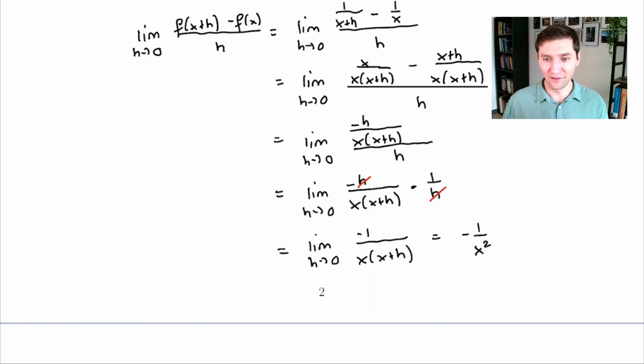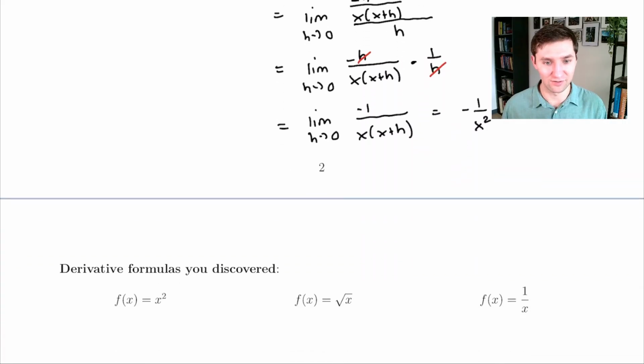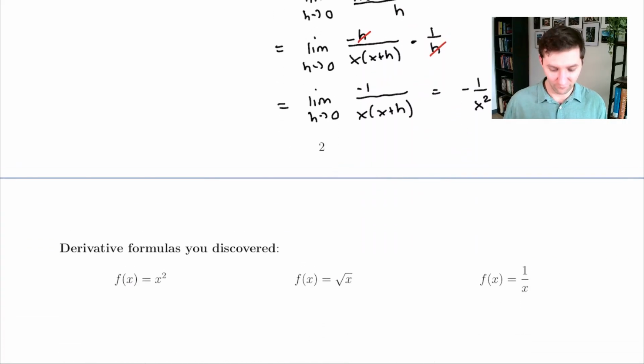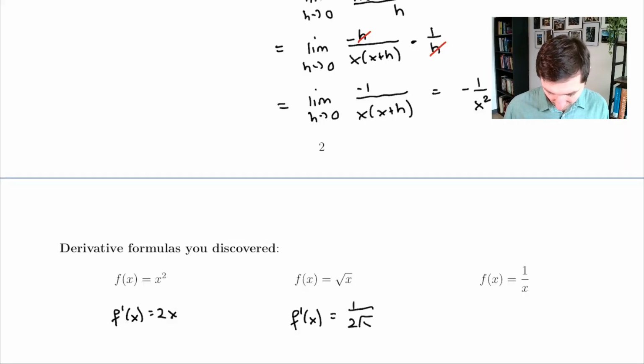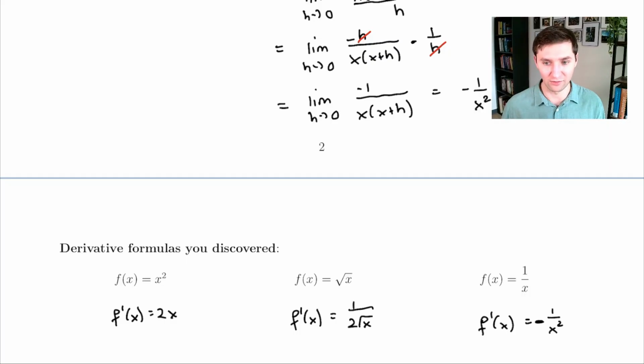We found 3 shortcuts for 3 functions. Let's write them down. For x squared, the shortcut is 2x. For square root of x, the derivative was 1 over 2 square root of x. And for 1 over x, the derivative was 1 over x squared with a minus in front, negative 1 over x squared. Knowing these shortcuts simplifies finding derivatives.